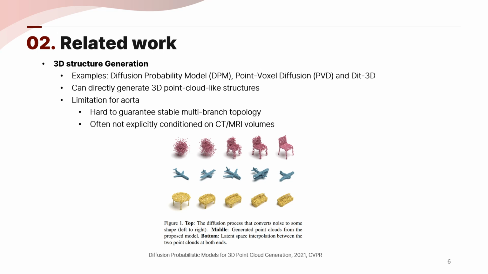Next, let's review prior work on 3D structure generation. Methods like DPM and PVD can generate 3D shapes, often as point clouds, but for multi-branch vessels like the aorta, they may fail to preserve connectivity and topology. They are also often weakly conditioned on CT or MRI, making patient-specific control harder.